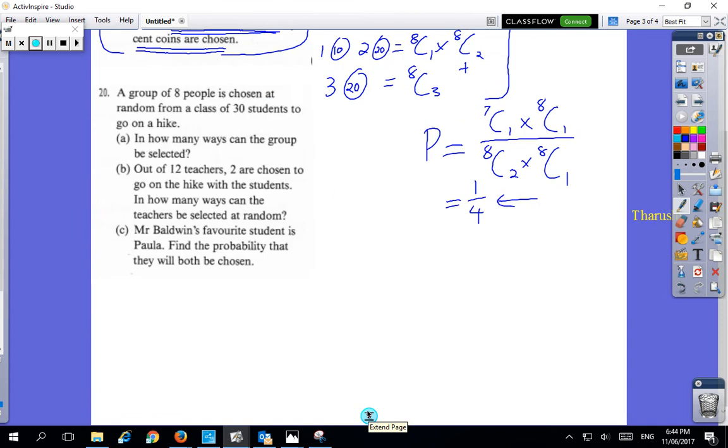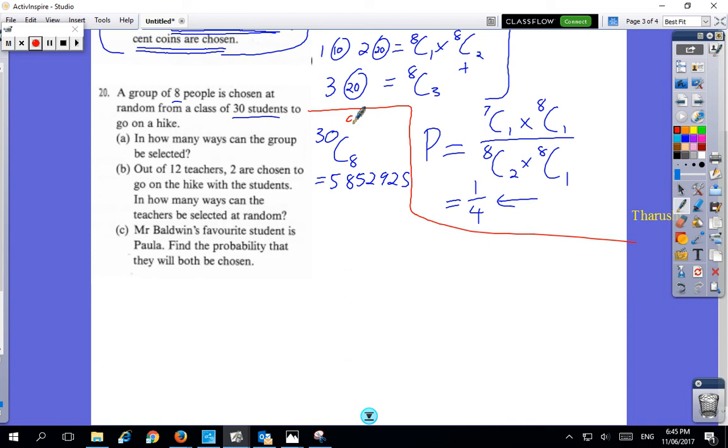Sorry if I'm rushing, but I've got to go in a minute. A group of 8 people is chosen at random from a class of 30 students to go on a hike. Now, we're quite comfortable with this one. This is 30C8 to choose in how many ways the group can be selected. So this is just 8 people out of 30 students. So 30C8 is a big number. It's 5,852,925.